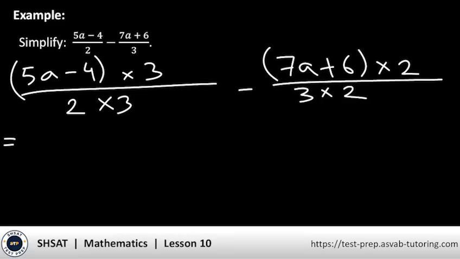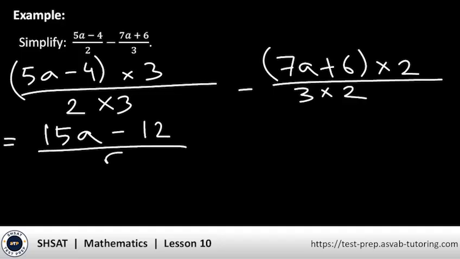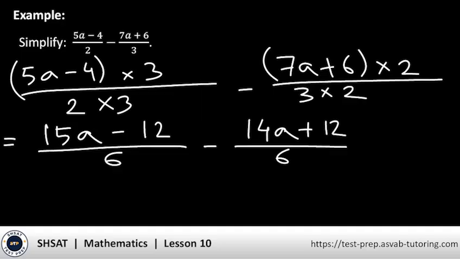So 5a times 3 is what? 5 times 3 is 15, and then we have an a. 4 times 3 is 12 over 3 times 2 is 6, minus 7a times 2. So 7 times 2 is 14a, plus 6 times 2 is 12 over 6. Okay. Now, what you do now is, of course, you join everything.